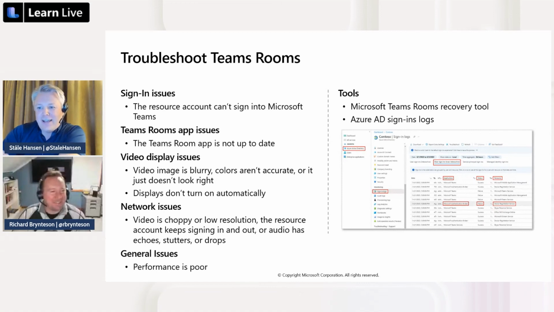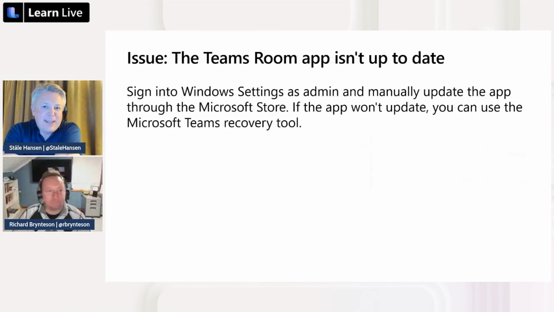So the first issue here is the Teams room app isn't up to date, and we get this a lot actually. And just remember that it is a global rollout and a lazy rollout as well of the updates of the app. So even though you haven't gotten the update yet, you can go in and force the update, especially on the Windows devices. You can log in and go to the Microsoft Store and see if you have gotten the update, but it may be that it hasn't been deployed for your region yet or for your devices. Isn't that right, Richard? Yeah, absolutely.